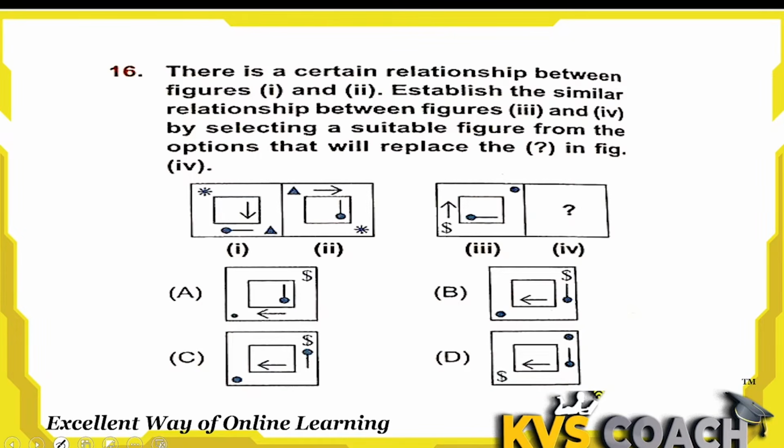There is a certain relationship between figure 1 and 2. Establish the similar relationship between figure 3 and 4 by selecting a suitable figure from the options that will replace the question mark in the figure. Okay, so let's check. Look, this here, and then this here, and then this here, and then this here. Now in the next figure, the triangle and star have reversed their positions. Triangle is here now, and star is here.